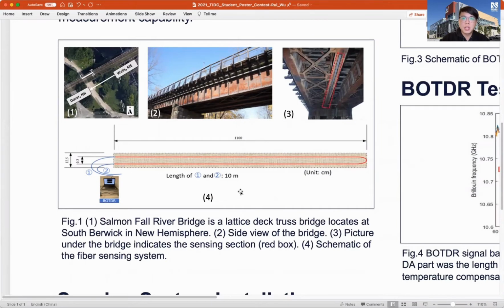Here is the schematic of the fiber sensing system. One straight fiber with a U-shape was distributed across the textile, and the total length was 22 meters. The BOTDR machine was connected to the fiber out of the sensing textile under the bridge.